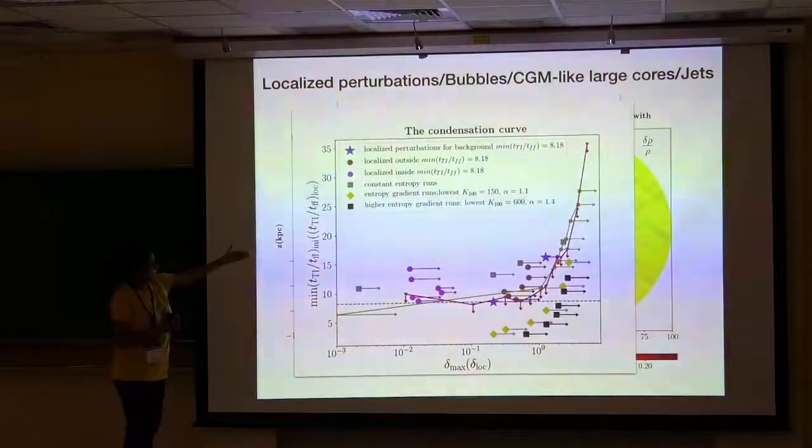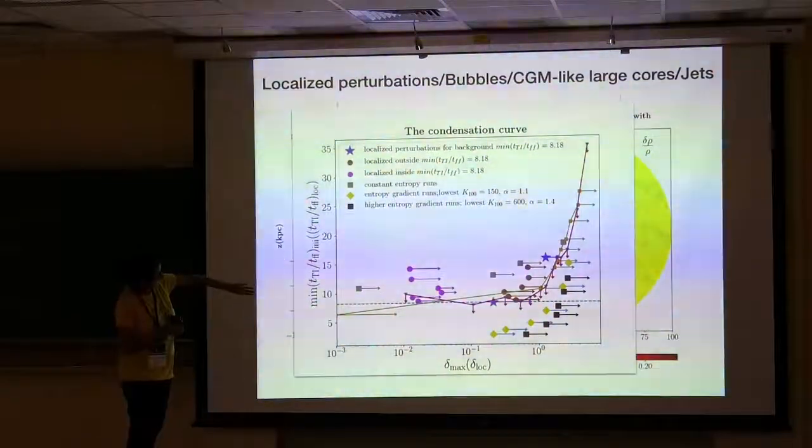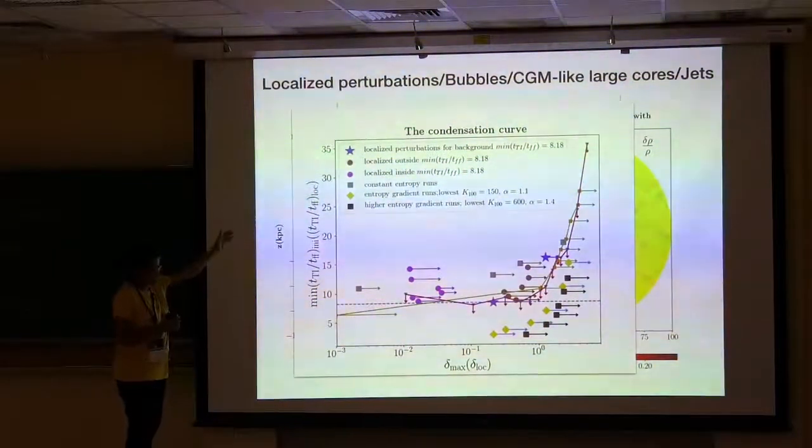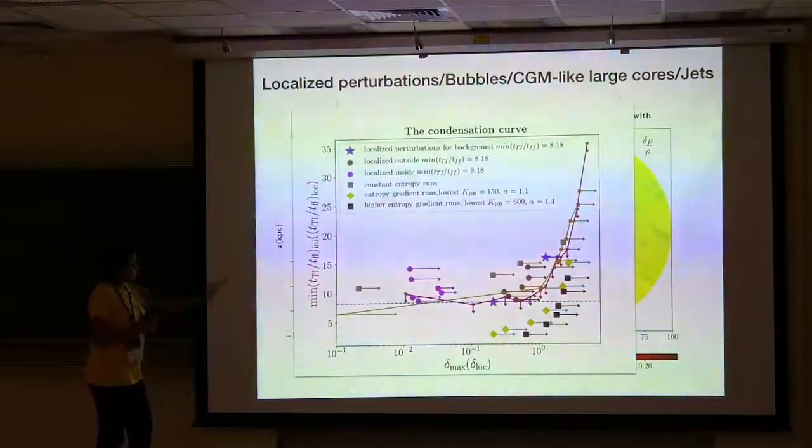So basically, the threshold T cool by T ff is 15. So you come this side, you get cold gas. You go that side, you don't get cold gas. So this is easier here.